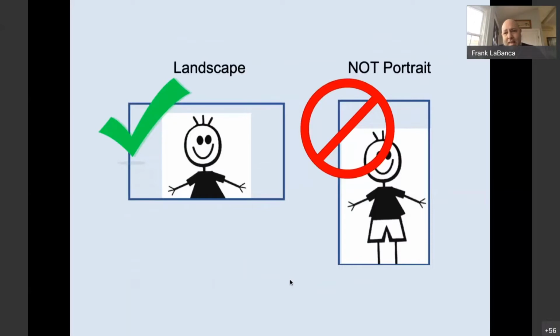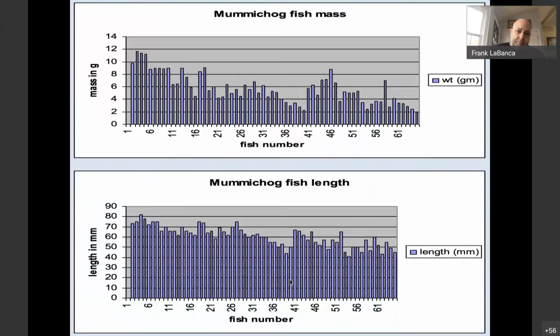Posters should be in landscape, not portrait form. The reason is that the people evaluating you are most likely doing it on a computer. They're not doing it on a cell phone. So if it's in landscape form, we're going to be able to scroll and move around that poster more seamlessly than if it's in portrait form.